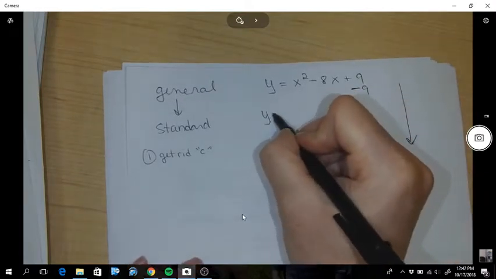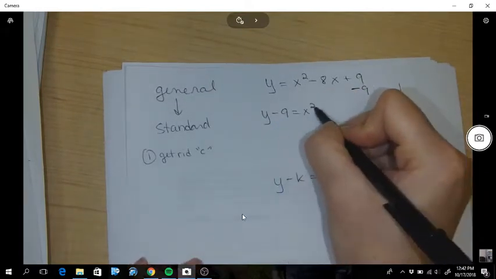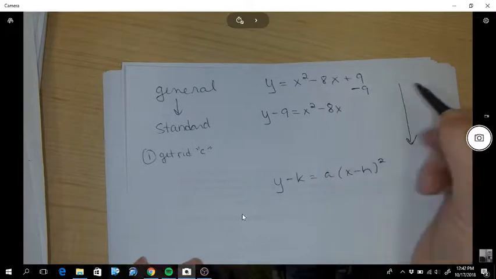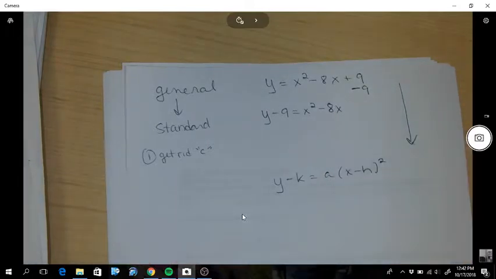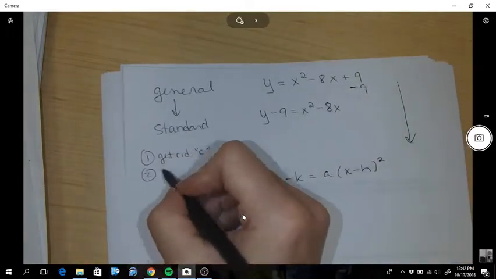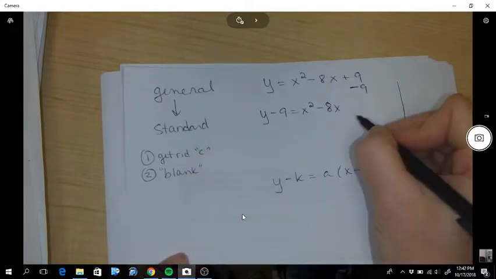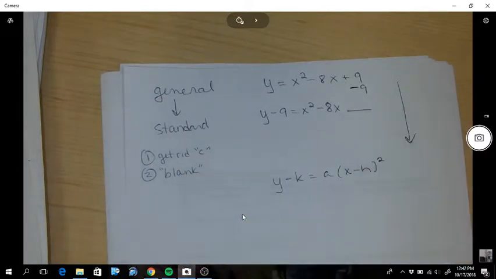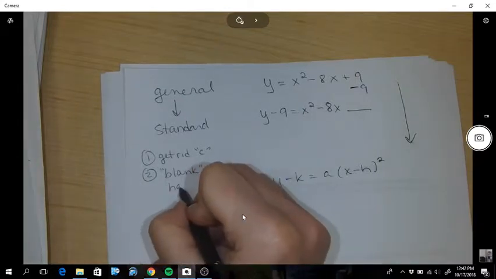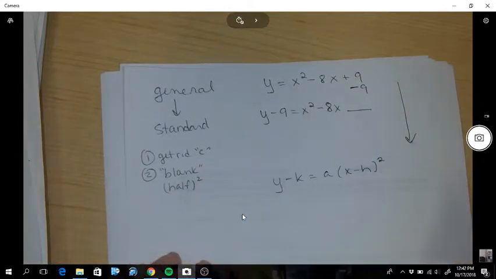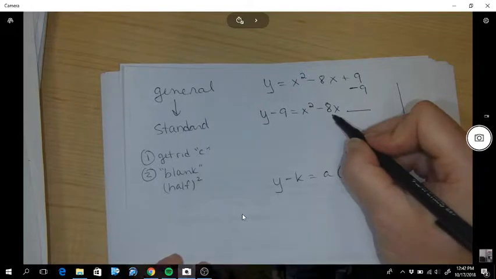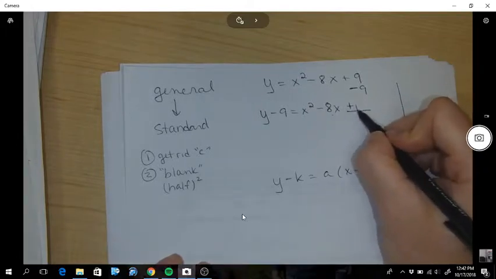Okay, so y - 9 = 8x² - 8x. Okay, then the second step is to get your blank. So now remember how we got a blank? So take half and square it. So -4 squared is 16.